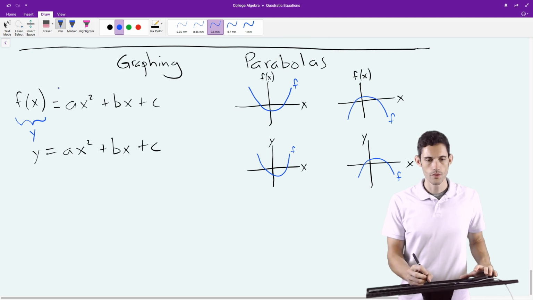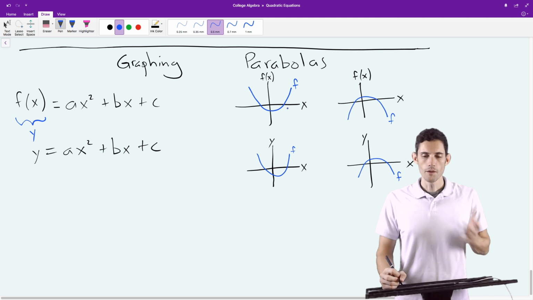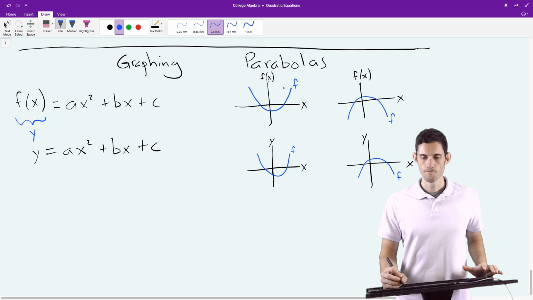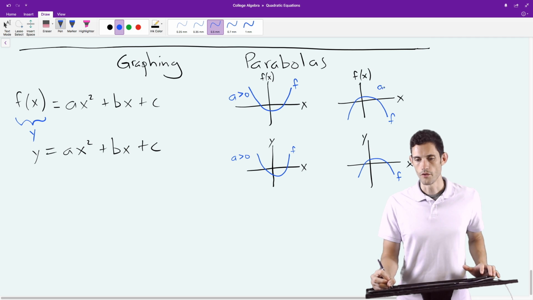And so there are cases where, and let me write again, if the parabola is curved upwards, then you know that a is positive. And if the parabola is curved downwards, then you know that a is negative.